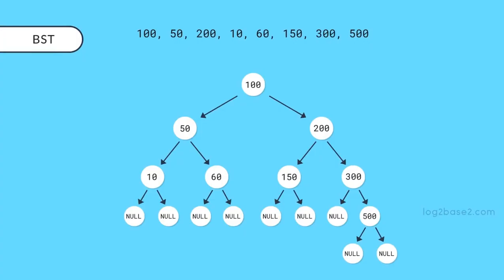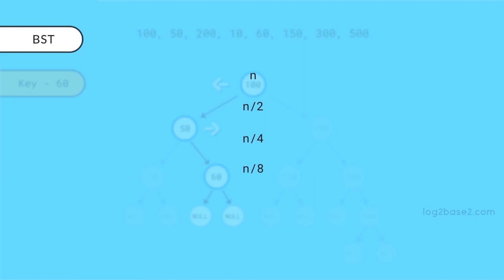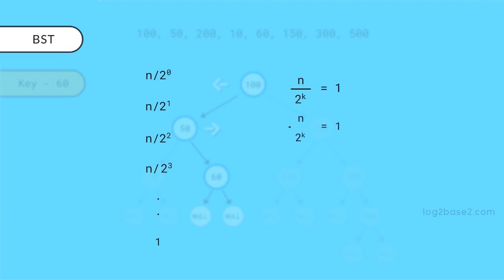So like this, if we have n nodes, the total searchable size will be reduced to n by 2, then n by 4, then n by 8 and at the end it will boil down to a single element. That is n by 2 raised to 0, n by 2 raised to 1, n by 2 raised to 2, n by 2 raised to 3 up to 1. That is, in general, n by 2 raised to k, where k equals 0, 1, 2, 3, etc., equal to 1. So n equals 2 raised to k.